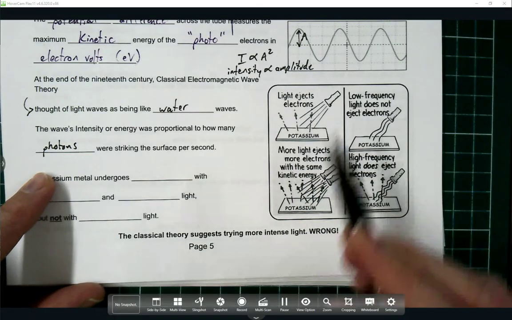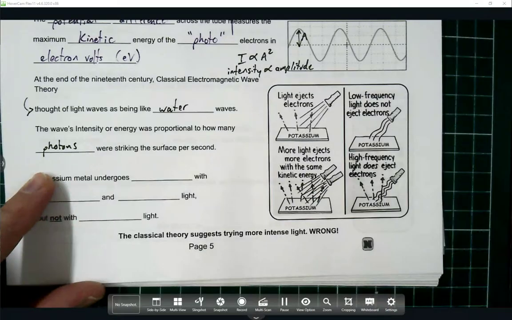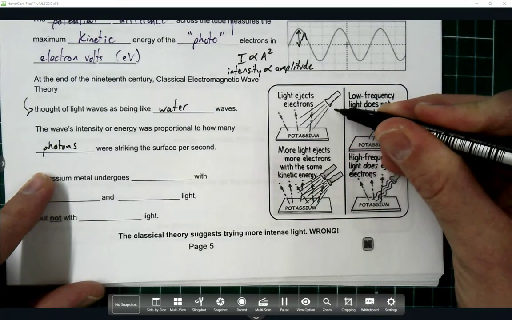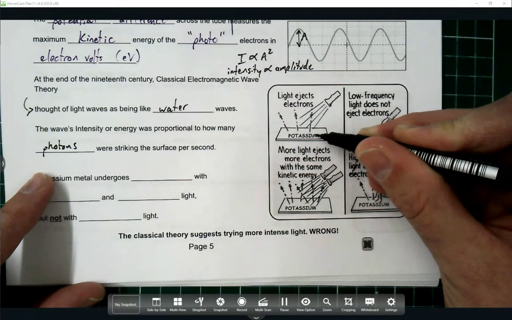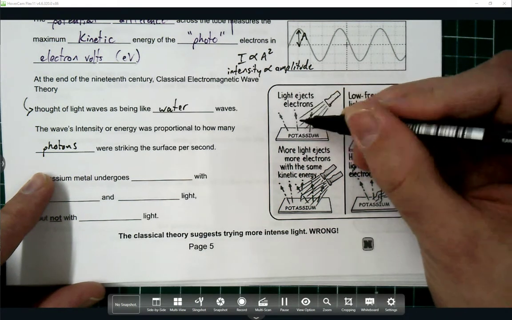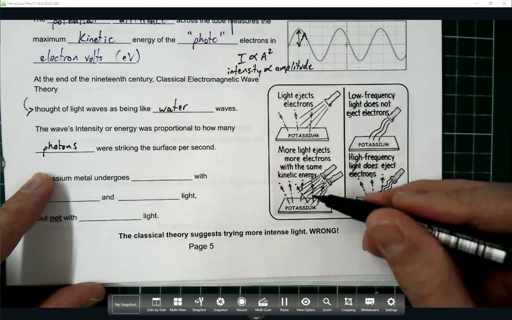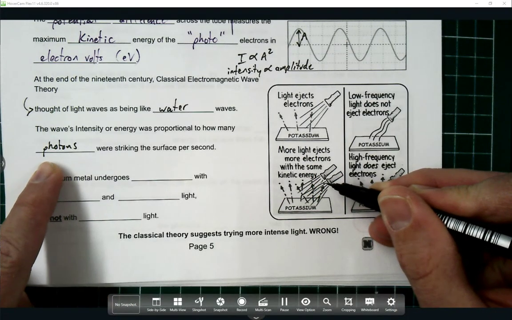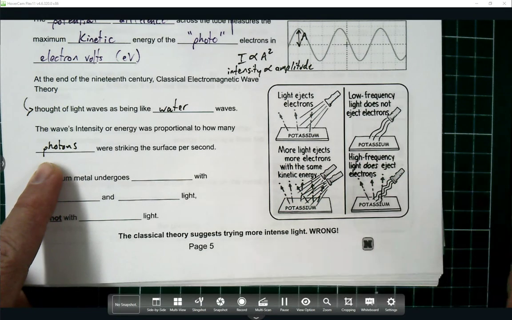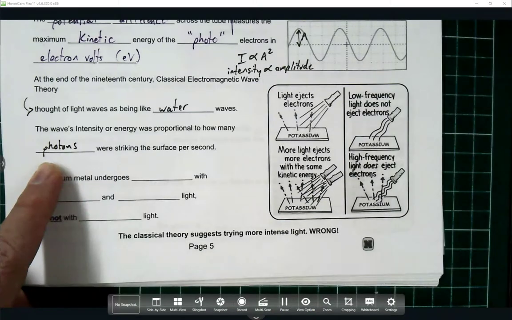And so I've got some cartoons here. It turns out that if I have one flashlight shining light on a piece of potassium, that's an alkali metal, then it's going to knock off electrons. But if I have two flashlights, that's more intensity, more energy, more photons, and it's going to knock off more electrons. I had to look hard to find a cartoon that would show this. I didn't feel like drawing it myself. Does the cartoon make sense to you guys? More light, more electrons getting knocked off.